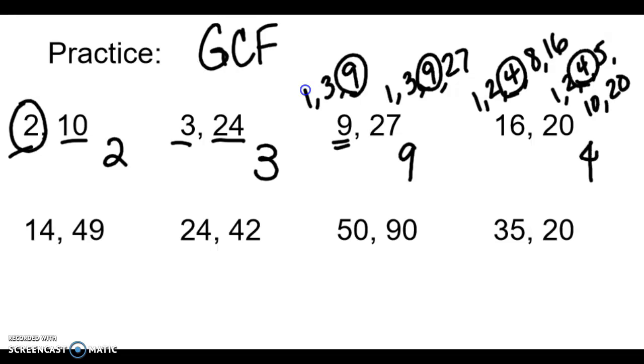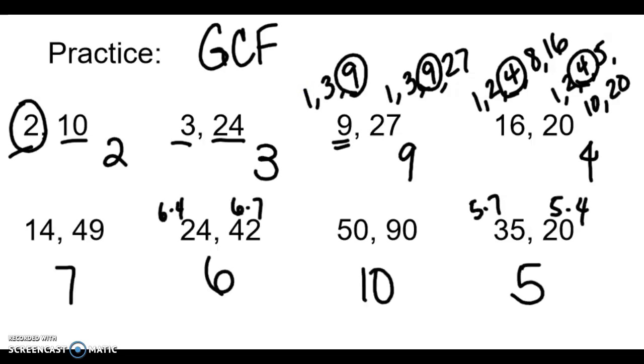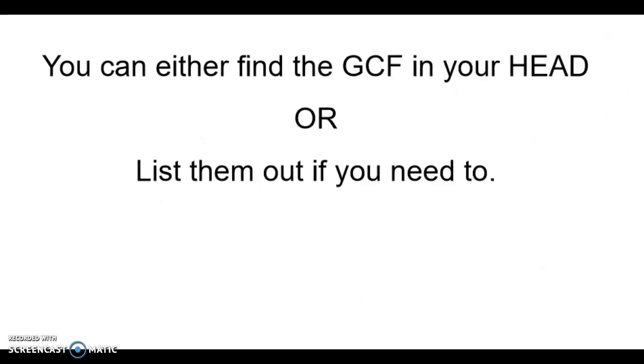Okay, so there's another row here of practice. You find the greatest common factor for these pairs of numbers. So pause and then we'll come back and check. Here are the answers I got for these practice ones. So check those, and then we're going to move on with some more on factoring.